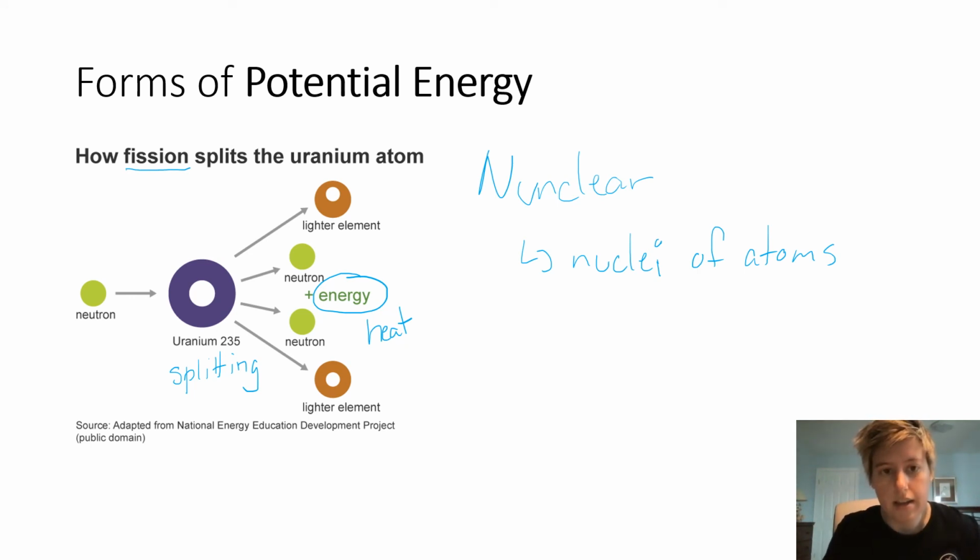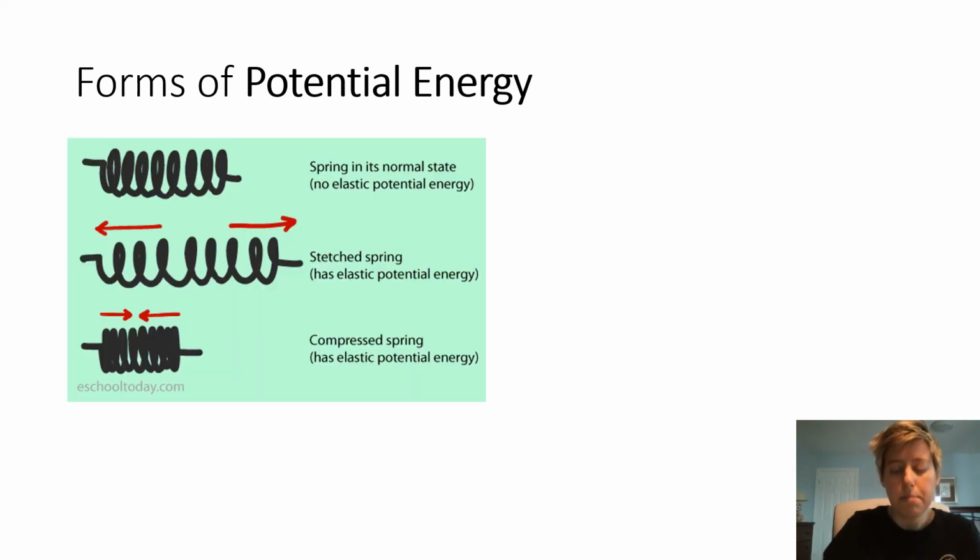Fusion is not when I'm splitting the atom, but I'm actually fusing two smaller atoms. So a typical example of where fusion happens is actually in stars. The sun is basically a big ball of nuclear reactor where it's taking hydrogen atoms and they're fusing together to produce helium and other heavier elements. Our next example of potential energy is elastic energy.